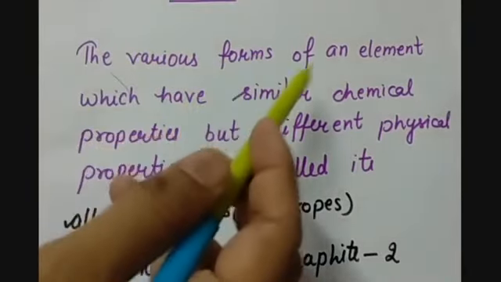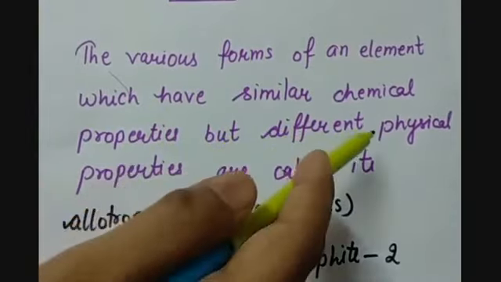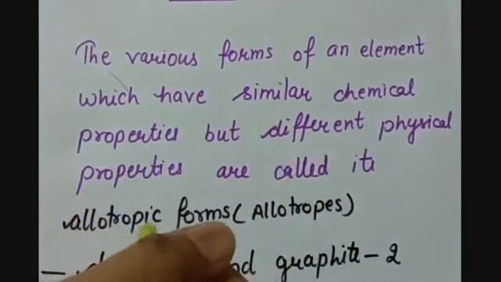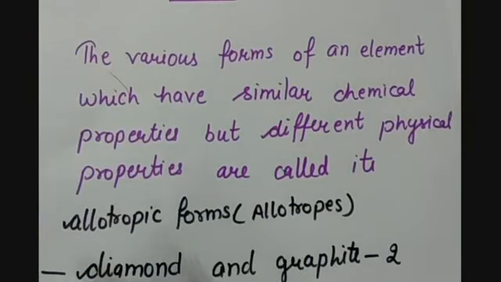The various forms of an element which have similar chemical properties but different physical properties are called its allotropic forms or allotropes. So an element can have the property of existing in more than one form, and the many forms of that element which have the same chemical properties but different physical properties are called its allotropes. For example, carbon exists in many allotropic forms.